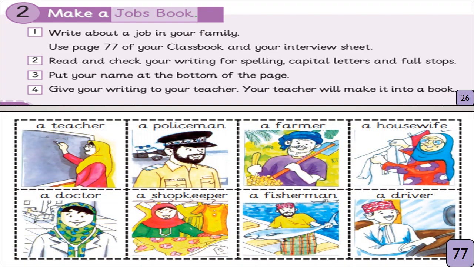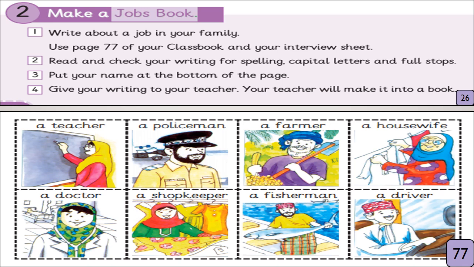Activity 2. Make a job book. Number 1. Write about a job in your family. Use page 77 of your class book and your interview sheet. Number 2. Read and check your writing for spelling, capital letters, and full stops. Number 3. Put your name at the bottom of the page. Number 4. Give your writing to your teacher. Your teacher will make it into a book.